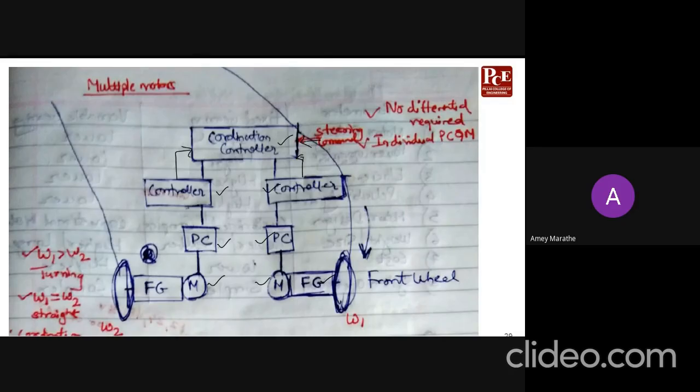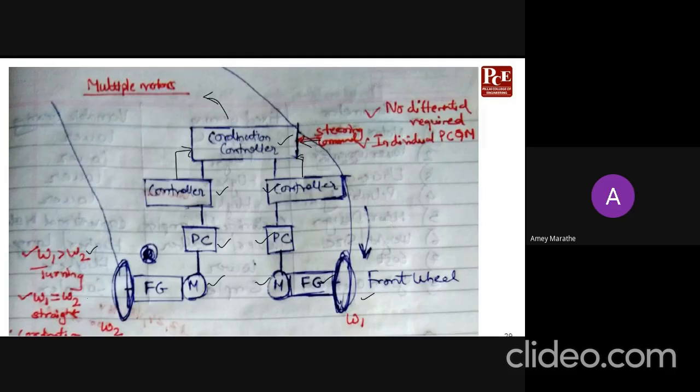So based on whatever steering command you require, you will tell either one. Say, for example, if you are taking this turn, and if you have this type of configuration which we have seen already, this coordination controller will tell this particular wheel W1 to rotate at higher speed as compared to this wheel, because we are taking a turn. So W1 will rotate at greater speed than W2 if you are taking a left turn.